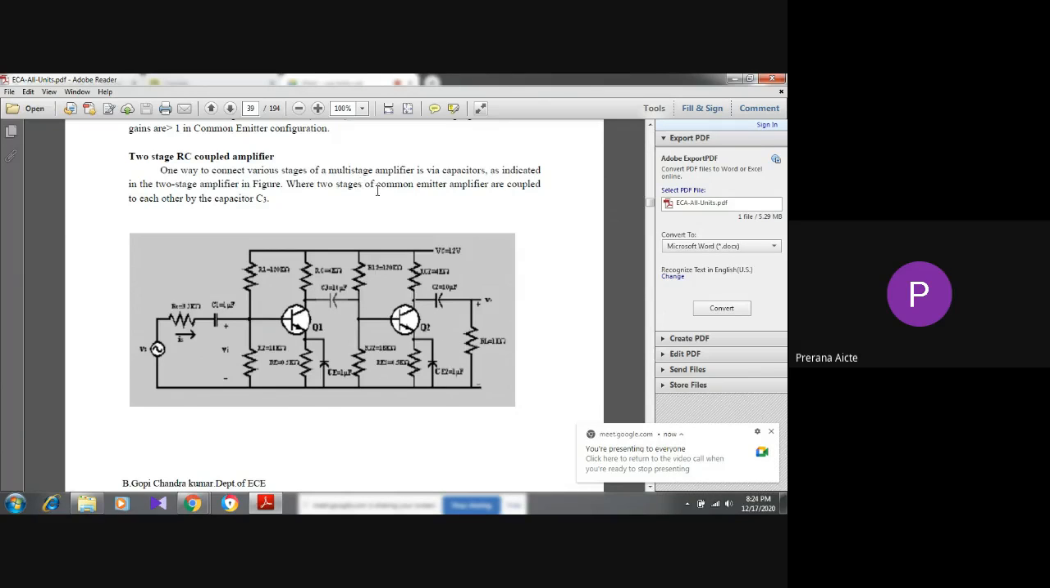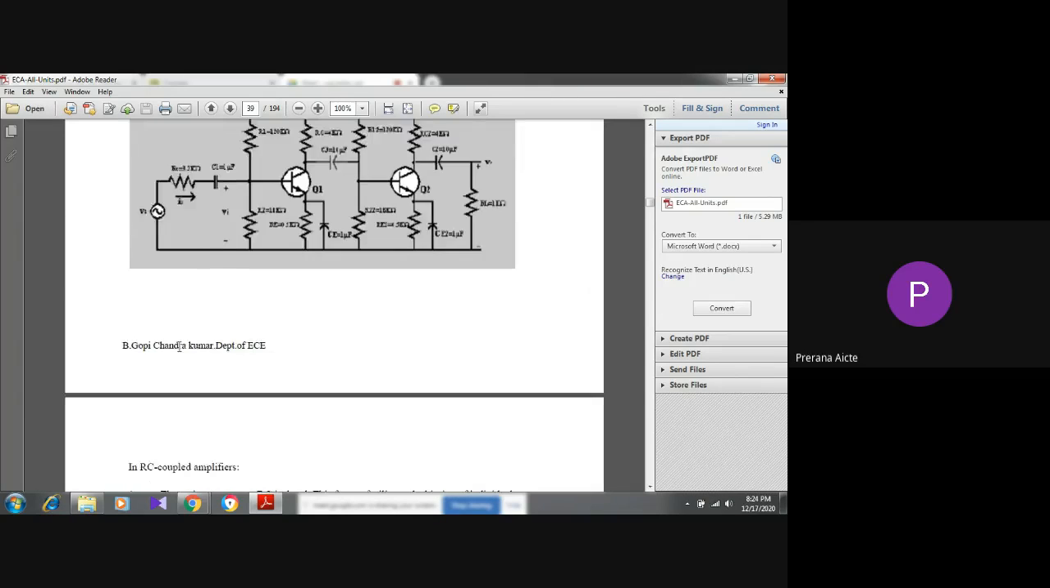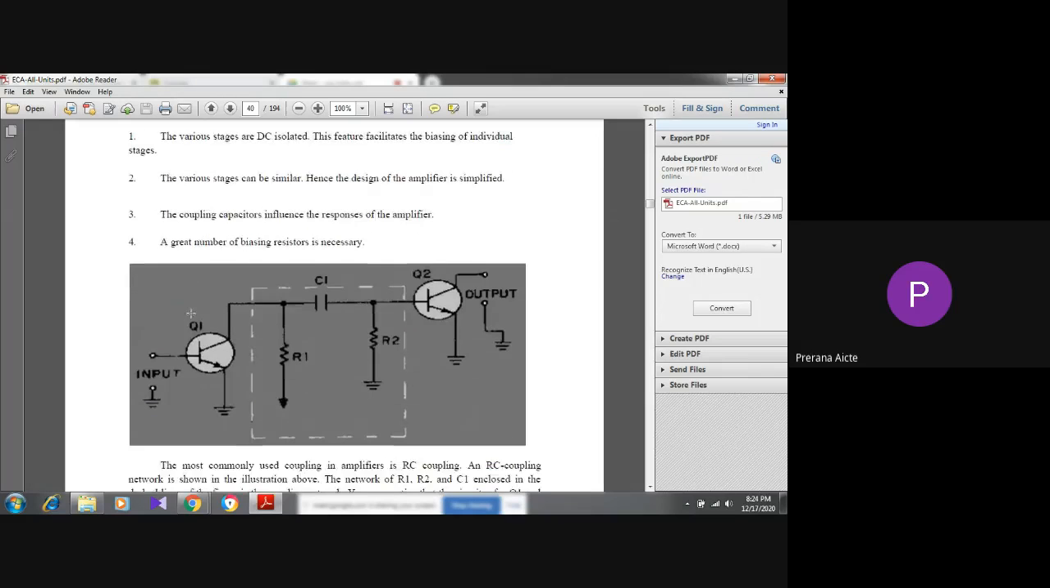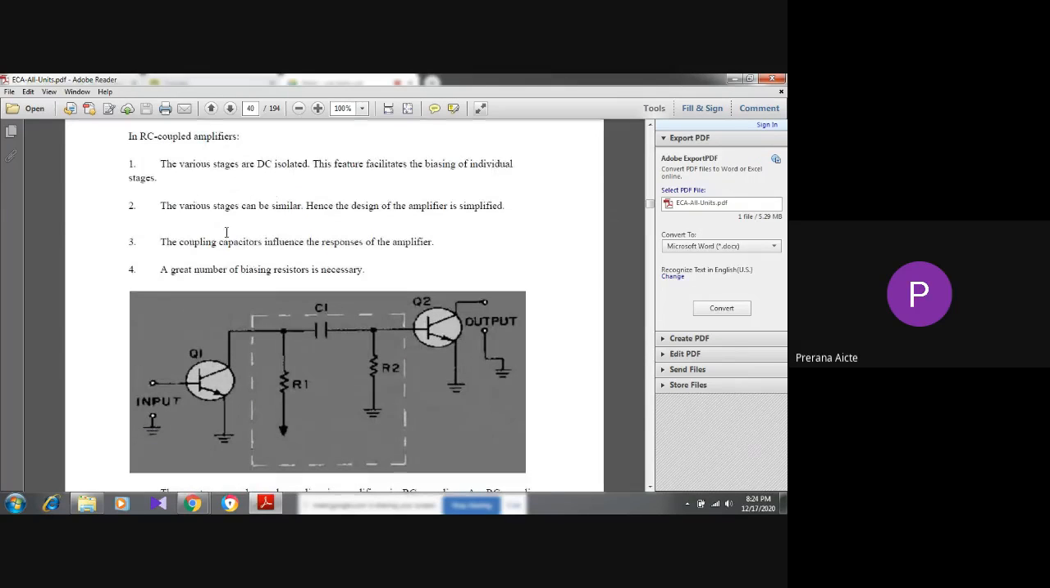One way to connect the stages of a multi-stage amplifier is via capacitors, as indicated in this two-stage amplifier. The two stages of common emitter amplifiers are coupled to each other by capacitor C3. See these points. What are the important points here? Just go through these 4 points and observe this figure.